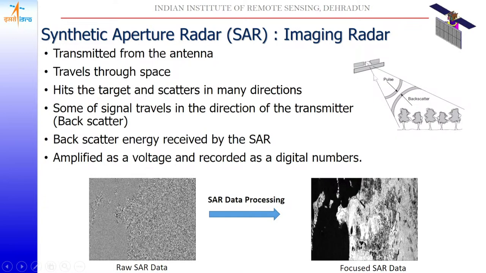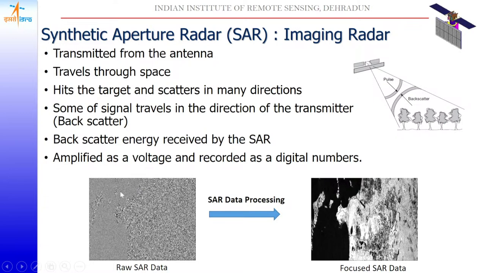That is called the backscatter energy. Backscatter means some of the energy going towards the sensor, and this backscatter energy is sensed by the SAR sensor. This energy is amplified as a voltage and recorded as a digital number. When the SAR is observing the earth's surface, we have the raw data generation. So initially the data is in the form of raw SAR data.